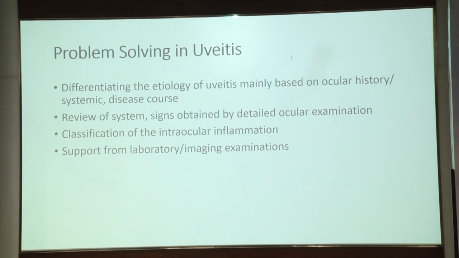So how are we going to solve this problem in uveitis? The important part is differentiating the etiology of uveitis mainly on the basis of ocular history, systemic history, and disease course. Also important is the review of symptoms and signs, which are obtained on a detailed ocular examination. Very important is to classify the intraocular inflammation. The classification will help us in reaching the diagnosis most of the time. And also the support from laboratory as well as imaging examinations, as sir has previously emphasized.